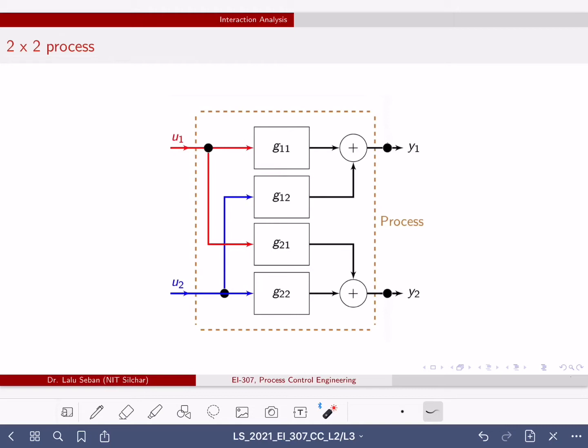Now in decentralized control, since it's a 2 by 2 process, we will have two controllers, one for y1 and another for y2. Now which way we need to control, whether y1 needs to be controlled by u1 or by u2? That is, y1 needs to be controlled by manipulating u1 or by manipulating u2. That's a very important question.